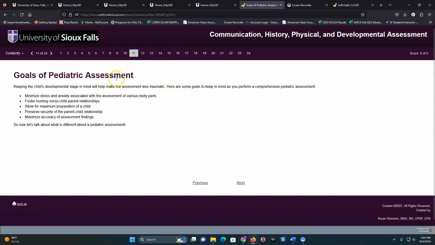So goals of pediatric assessment, so we're really trying to minimize the anxiety and the stress related to this. It's not always possible, but we try our best to do non-traumatic care. So foster that nursing relationship. Sometimes we let other people do the interventions to try and foster a relationship with that family and with that kid. Putting a needle in somebody really kind of wrecks your rapport sometimes. So sometimes we help each other out by not being the quote-unquote bad guy.